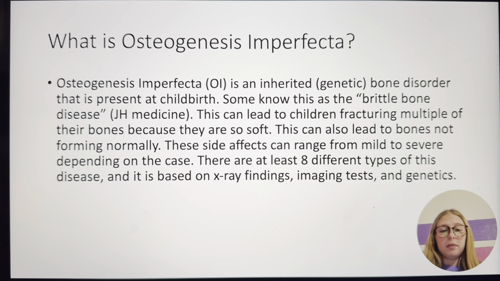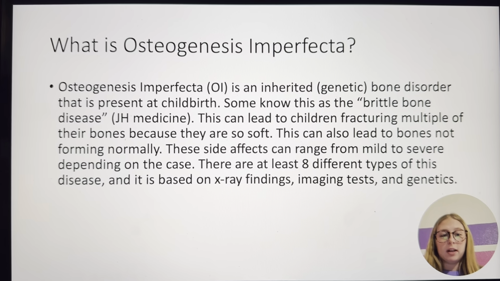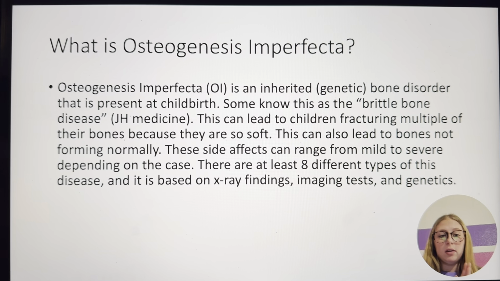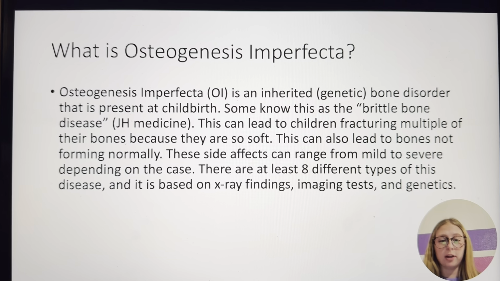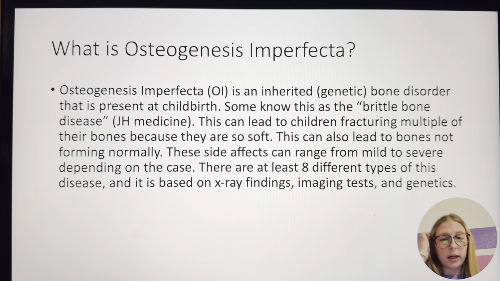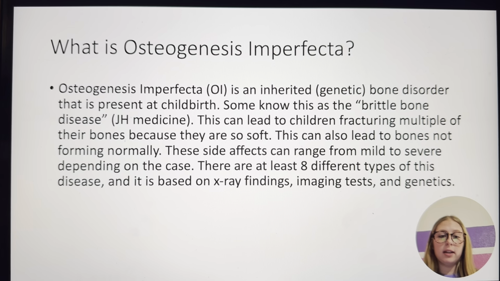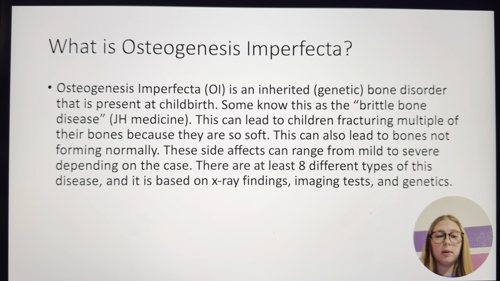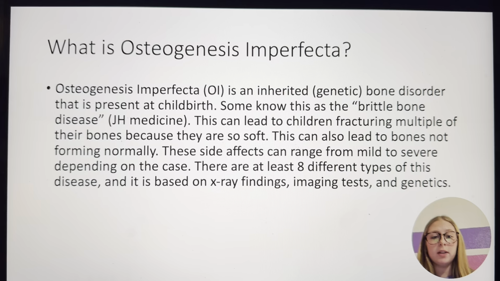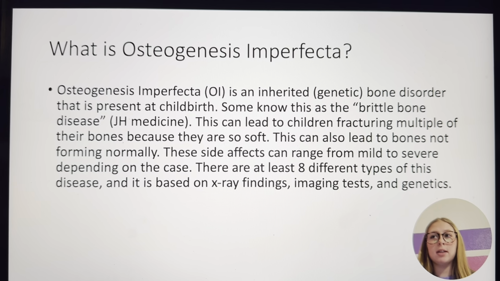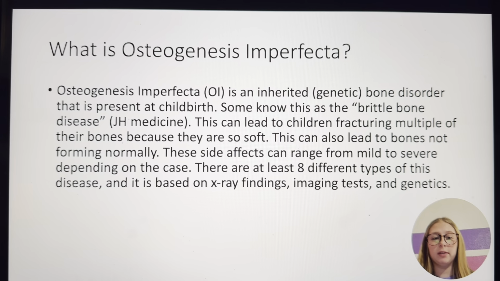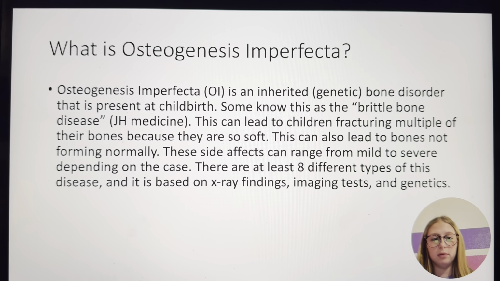Okay, just to kind of give you a rundown of what it actually is, osteogenesis imperfecta, or OI, is an inherited genetic bone disorder that's present at childbirth. A lot of people know it as the brittle bone disease. This can lead to children fracturing multiple of their bones because they are so soft. So when kids are born, sometimes a ton of their bones are broken. So birth is extremely painful for them.